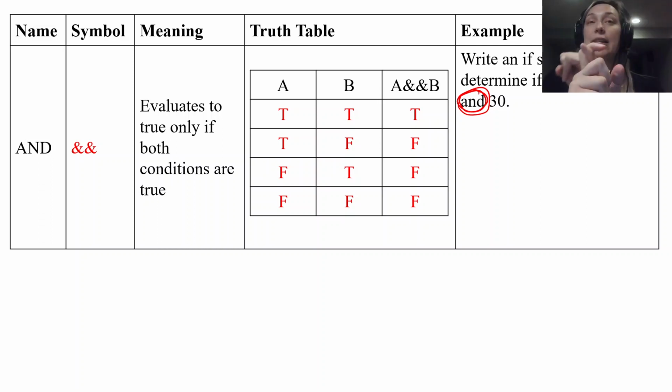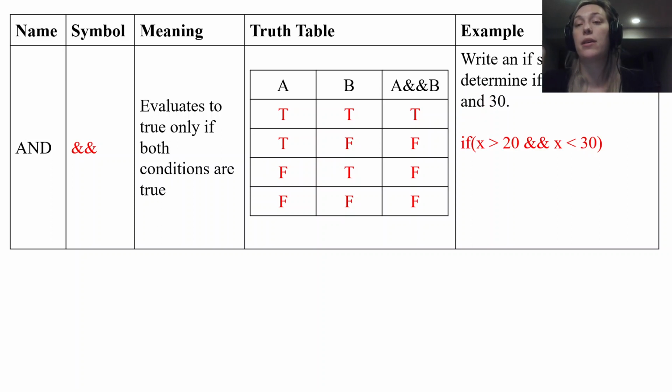If x is less than 30 and x is greater than 20, then x is between 20 and 30. Okay, so that logic, that and, is right there in our problem statement, and then we use that and in our code. So here's what that would look like with that Boolean condition. If x is greater than 20 and x is less than 30. Okay, so it allows us to compare this and this.